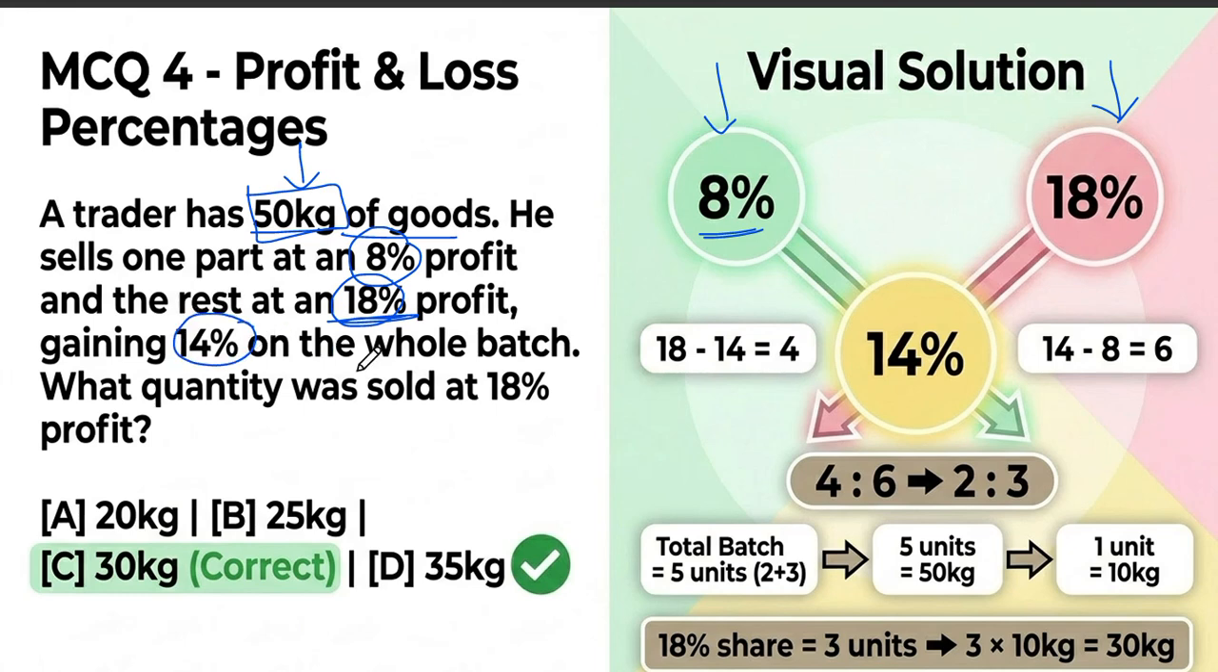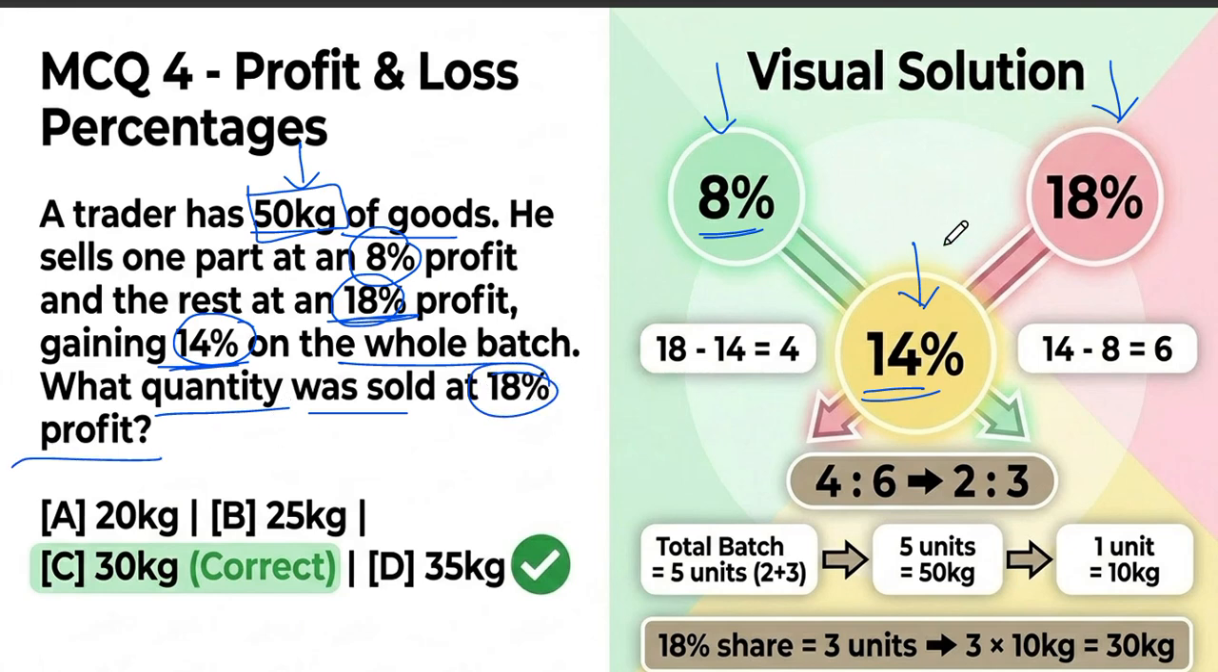Gaining 14% on the whole lot. So this is the total profit on both parts, so we will write 14% in the middle. Okay, so the question is what quantity was sold at 18% profit. So that quantity we have to find out.